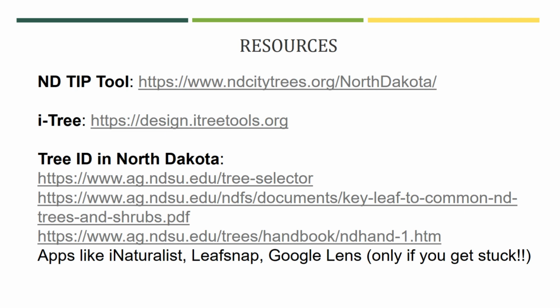And then if you get stumped or you run into a tricky one, we always have apps like iNaturalist, LeafSnap, or Google Lens to really help us along. Technology's come a long way. It's a really good resource. I will say, try to do it on your own. Try to use a dichotomous key. And if you get stuck, those apps are there to help you.